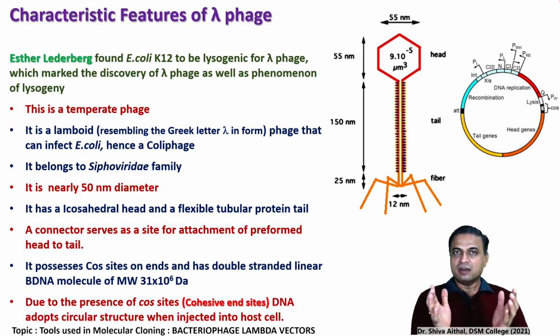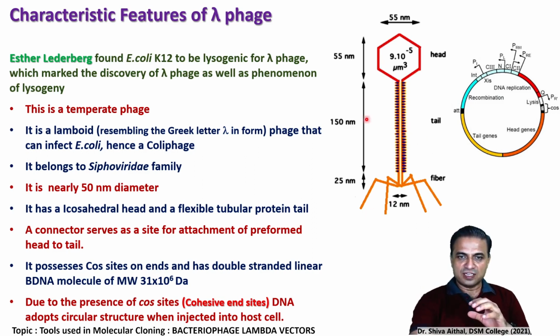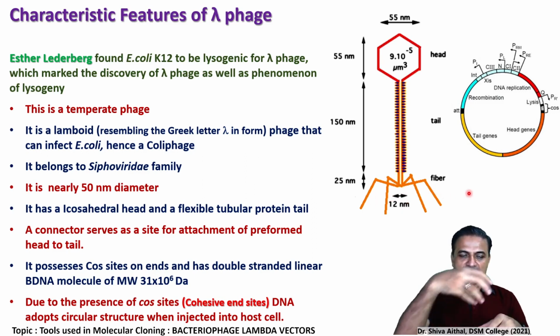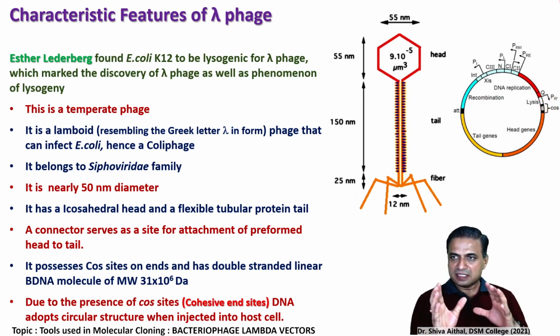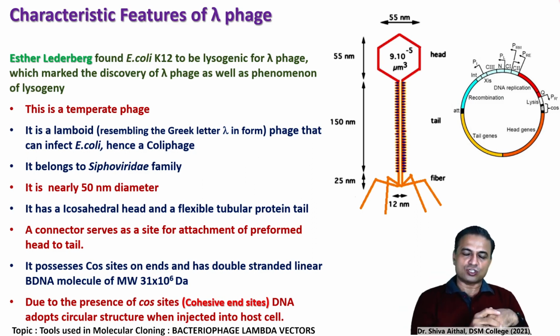It has an icosahedral head and a flexible tubular protein tail. As you can see in the figure, it is flexible, and there is a connector. It serves as a site for attachment of head to tail, and these fibers are used to attach to the cell wall surface of E. coli. Now if you see its DNA, it possesses a cos site. This cos site is called the cohesive end site. In my next lecture, I will be discussing a vector called cosmid, and this cosmid utilizes this cos site. It's very interesting, but that will be the next part of our lecture.